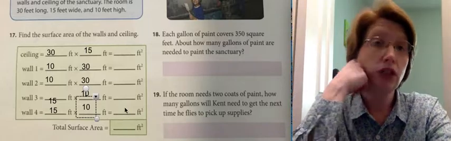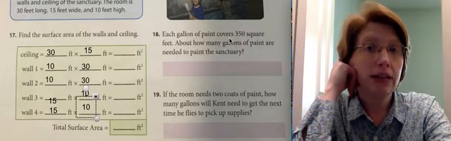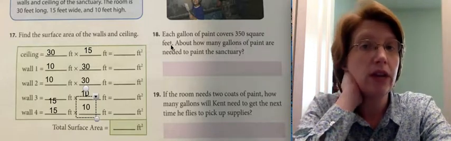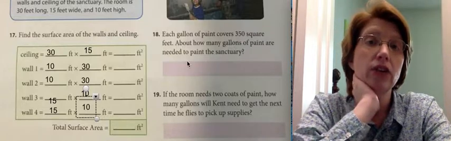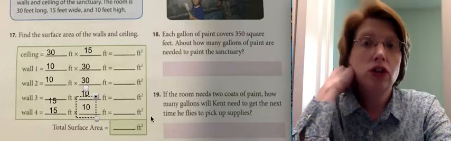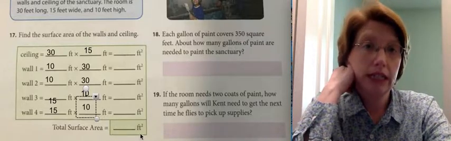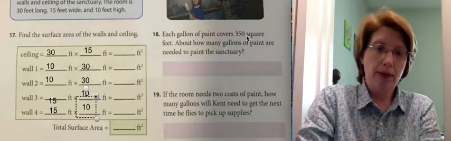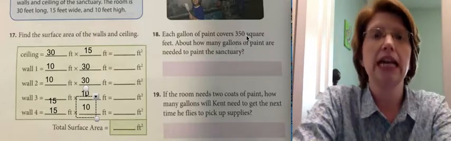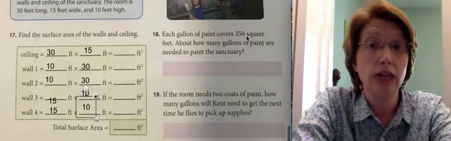Then, based on what you figure out, each gallon of paint covers 350 square feet. How many gallons of paint are needed to paint the sanctuary? So you're going to see what your total is, and you're going to figure out how many 350s will fit inside that amount, and that's how many gallons you need.